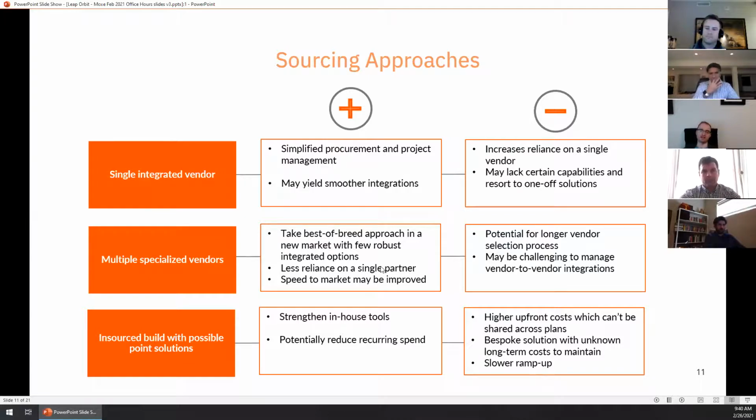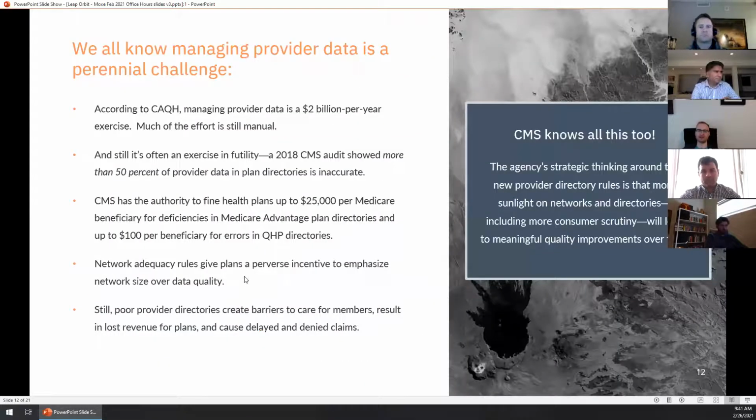I think here at Mox and LeapOrbit, LeapOrbit has done a lot of work on directory. We've done a lot on patient access. So we're kind of between these first two, but part of what we're trying to do at Moxie is say to plans, we want to build something that you maintain and own in a way so that you can use it for some of these strategic use cases. And with that, I'll hand it over to the LeapOrbit folks to talk a bit about directory.